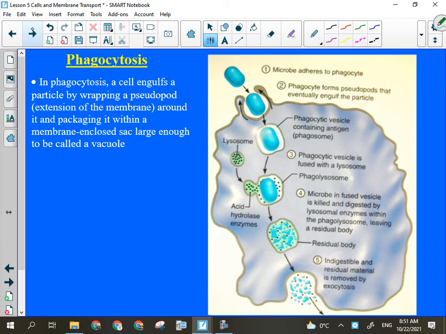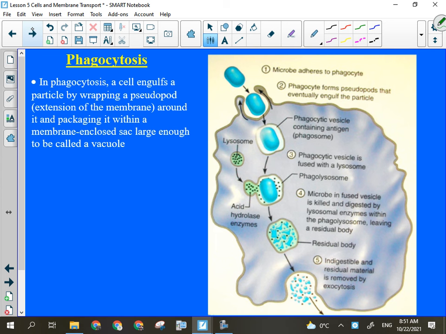Sorry, I'm just double checking. So pretty much the cell has this thing kind of off the side of it? Is that what's happening? No, any part of the membrane can do this. Whatever part it touches, that part would do the engulfing. Oh, okay. All right. So it does it around it, packaging it within a membrane enclosed sac large enough to be called a vacuole.